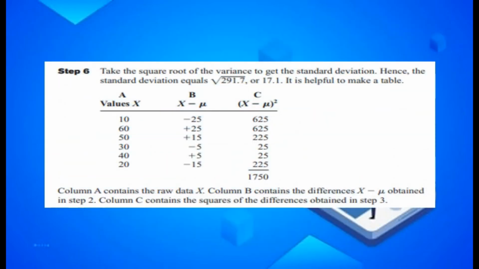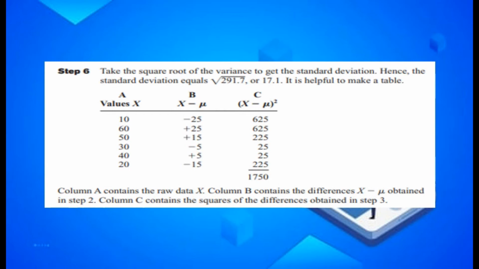Then the last step, take the square root of the variance to get the standard deviation. Hence, the standard deviation equals the square root of 291.7, or 17.1. So it's more helpful to make a table.